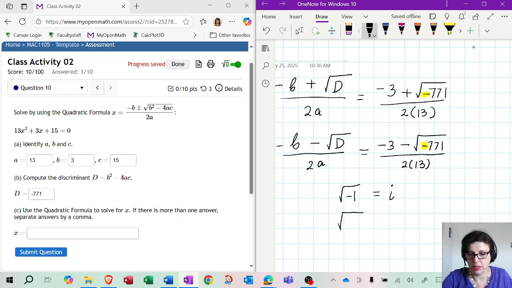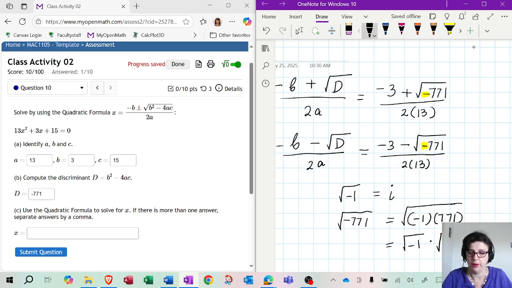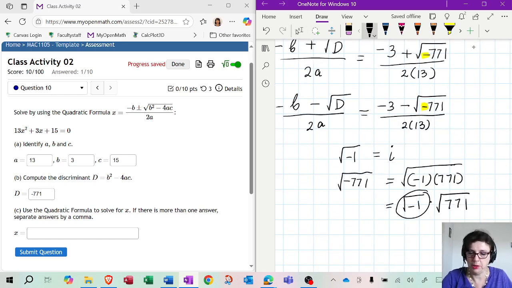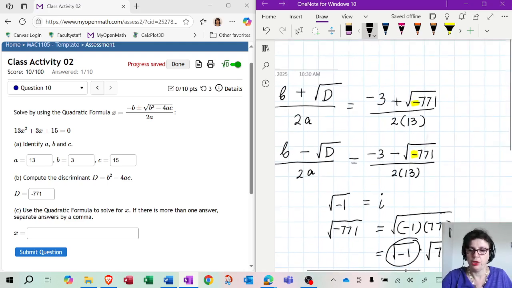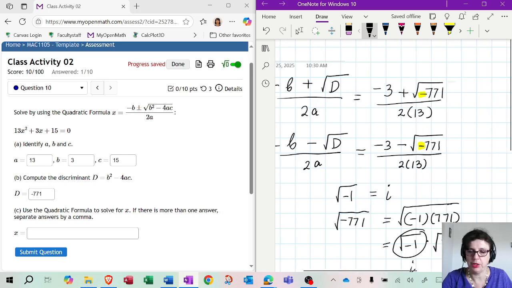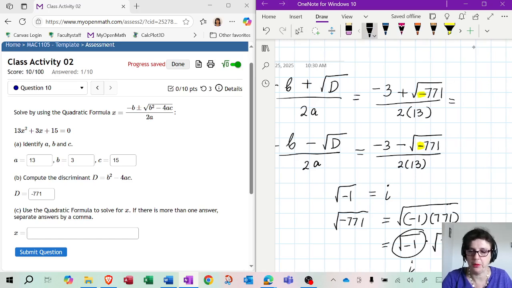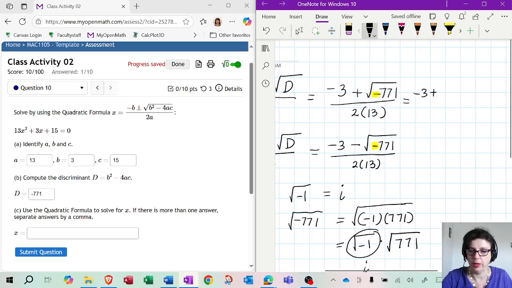So what that means is that I can simplify this root by breaking it apart. So think of negative 771 as negative 1 multiplied by 771. And then I can just split it. You can split a square root at a times. You cannot split it at a plus sign or minus sign, but you can split it at a times or divide. And what this means is that this part is i. And so when you get rid of the negative under the square root, you have to multiply it by i. So this is going to look like this.